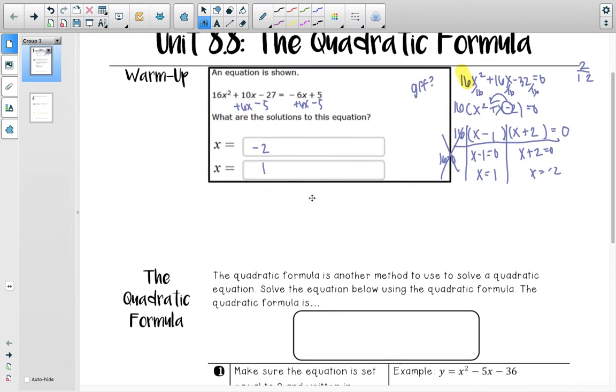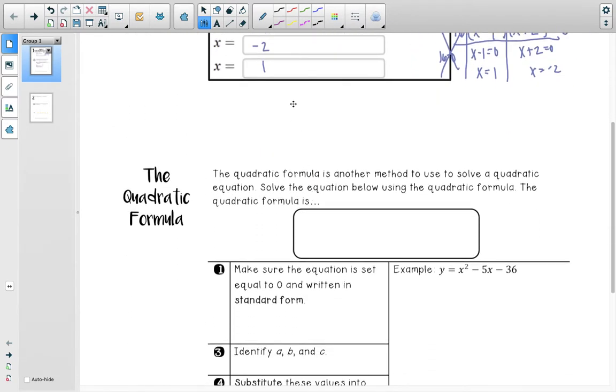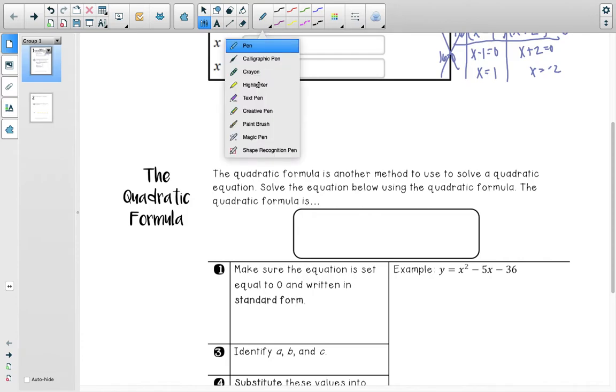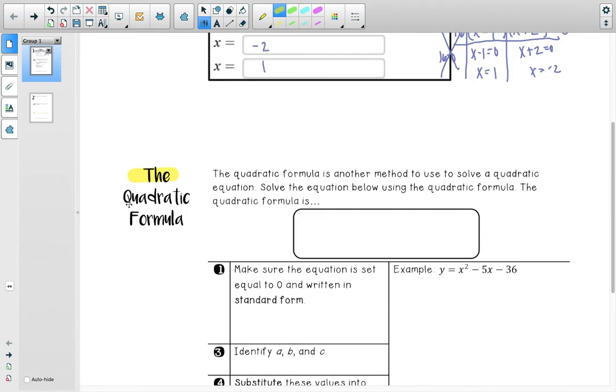All right, so let's move on to the big show, the big important thing, the quadratic formula. I feel like I just have to highlight it because it's so important. The quadratic formula. All right, now that I highlighted it, I'm happy. If you can't tell, I have some coffee running through my system. It's great.